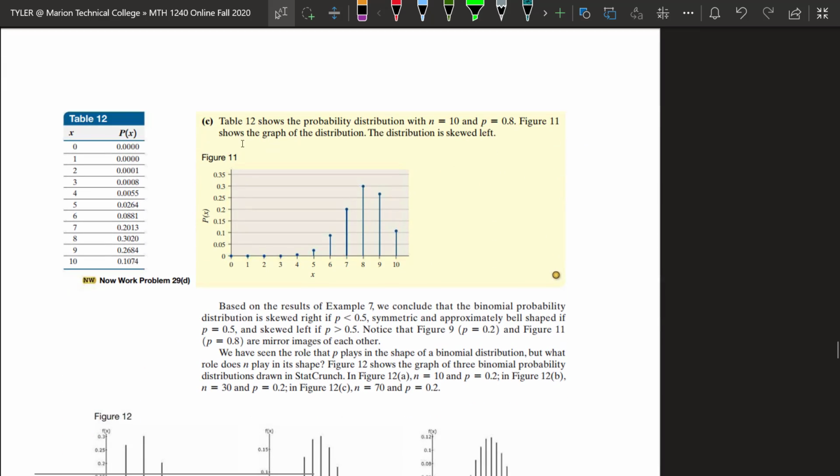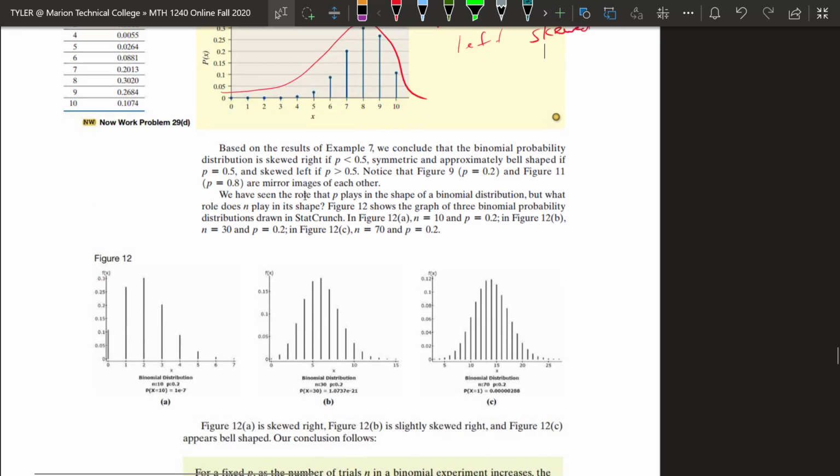In part C, we have this table that shows the probability distribution for n equals 10 and p equals 0.8. We have n equals 10 in all of these. Then we get what looks to be this left skewed distribution shape.